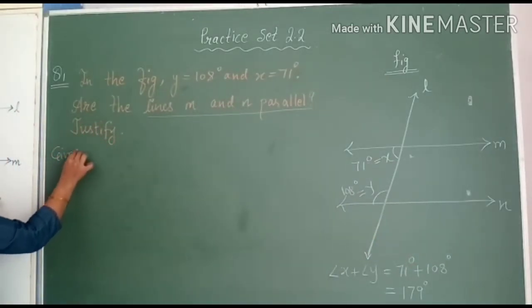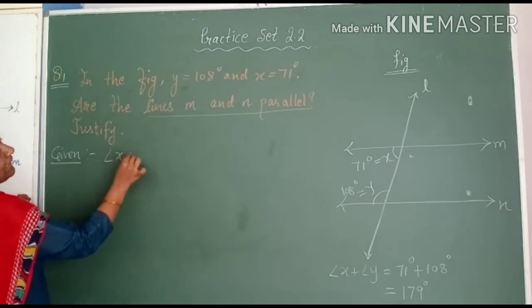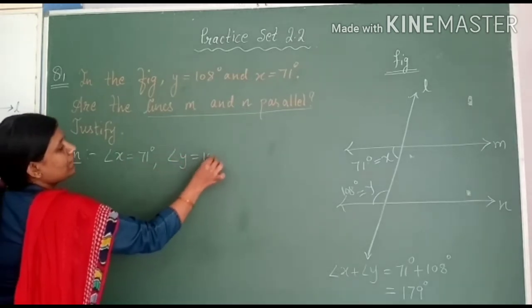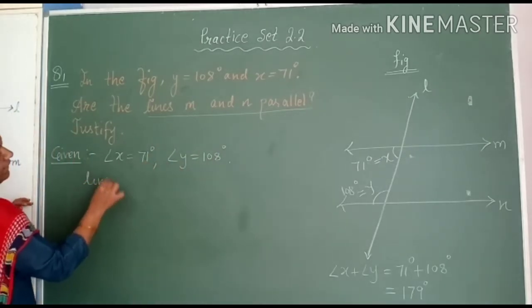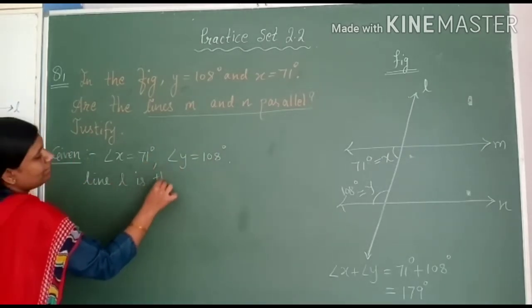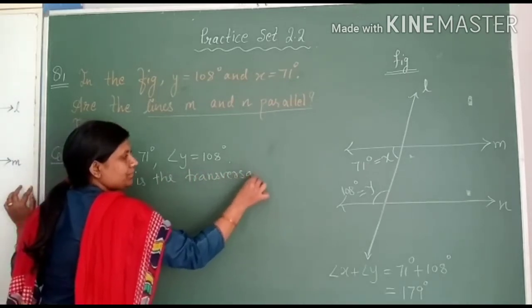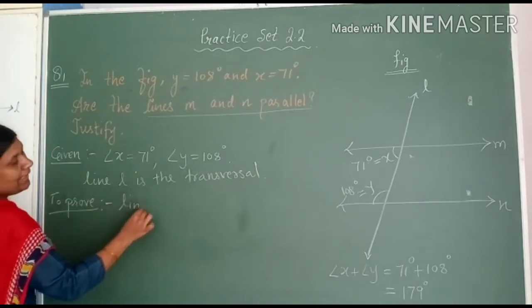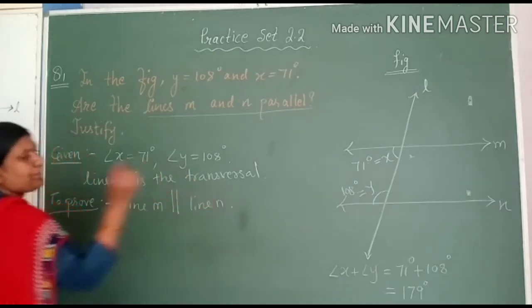First, always write the given from the question. What is given to us? Angle X is 71 degrees, angle Y is 108 degrees. Line L is the transversal, that also we can write. To prove: what do we have to prove? That line M is parallel to line N.